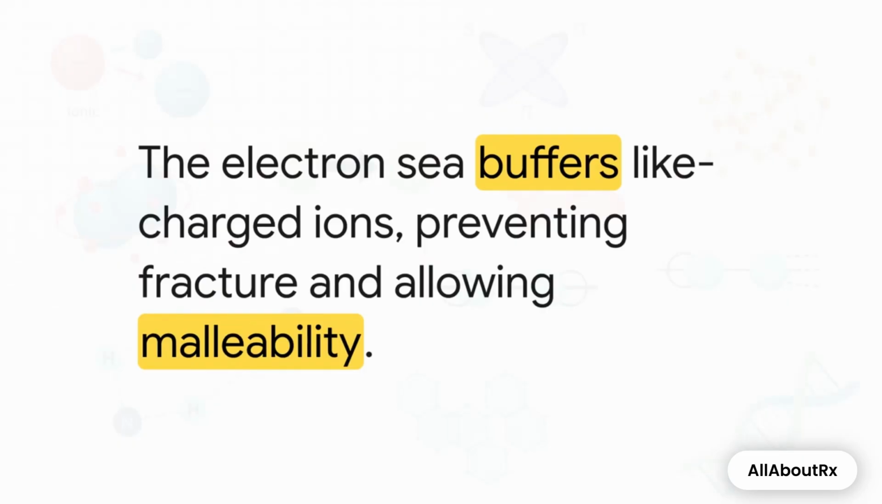What's totally fascinating about this electron sea is how it dictates physical properties. Since these electrons are free-flowing and non-directional, they act like a buffer between the like-charged metal ions. This perfectly explains why metals don't just shatter when you hit them, why they're incredibly malleable, and exactly why they have such high electrical conductivity. The free electrons just ride the wave right along under an electrical field.